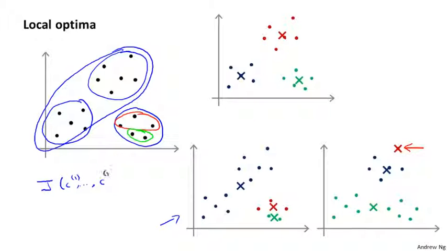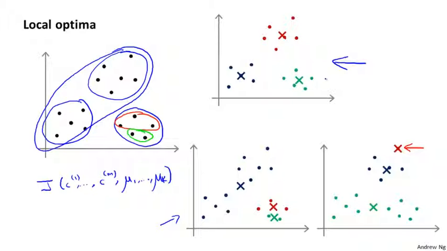What these local optima correspond to is really solutions where k-means has gotten stuck at a local optimum and is not doing a very good job minimizing this distortion function j. So if you're worried about k-means getting stuck in local optima, and you want to increase the odds of k-means finding the best possible clustering like that shown on top here, what we can do is try multiple random initializations.